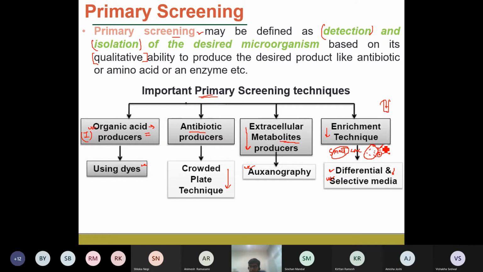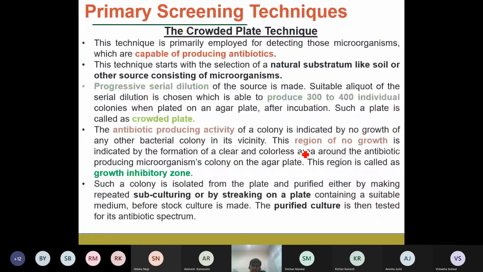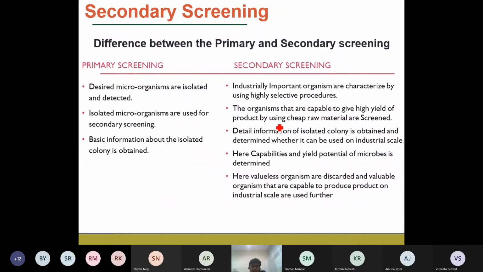So the overall concentration of these cells will be lower, and these cells will be significantly higher, and then they can be separated out. Then we do some sort of subculturing to purify and get the pure culture of this type of microbe. So these are the 4 general techniques for the primary screening.